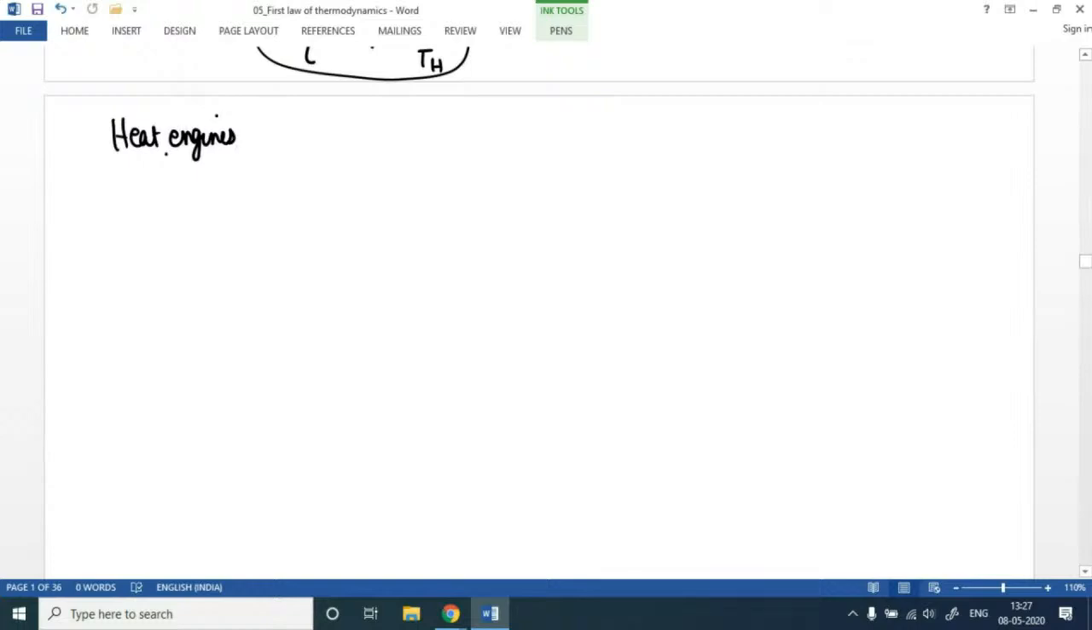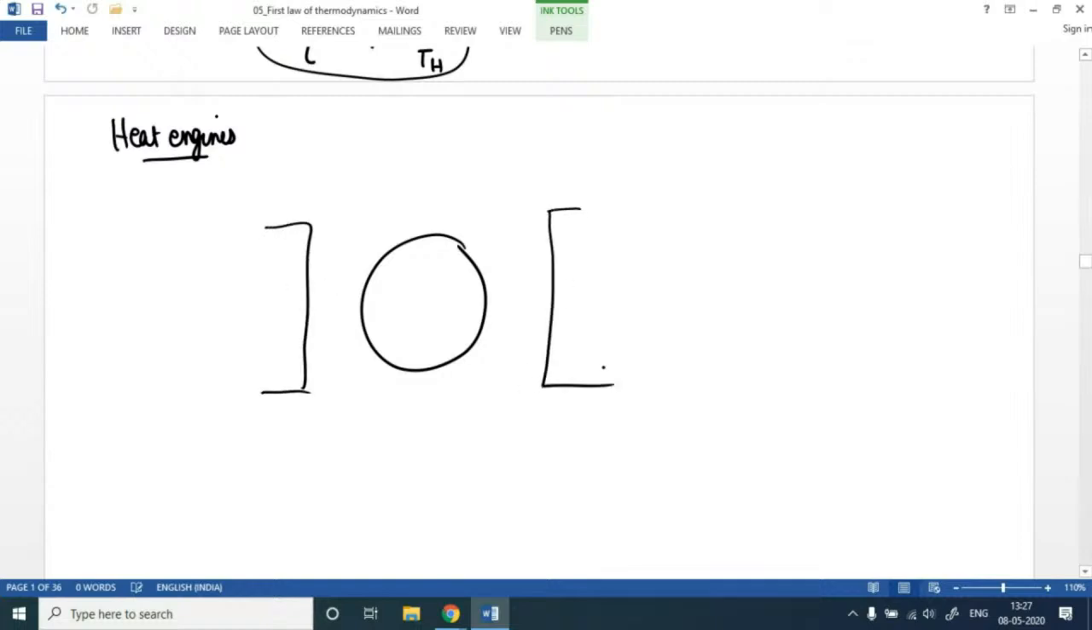Heat engines. Okay, so let's say there is a block diagram, and this is a heat engine. It operates between a hot reservoir and a cold reservoir. A reservoir is something which reserves heat, and if you extract some amount of heat, the temperature of it will not change significantly. So let's say the temperature of the hot reservoir is constant at TH and the temperature of the cold reservoir is constant at TC.